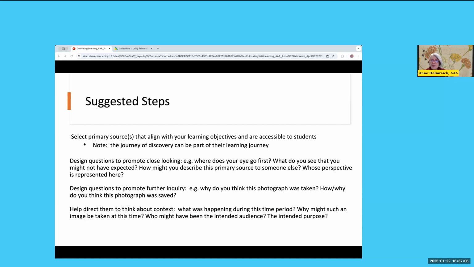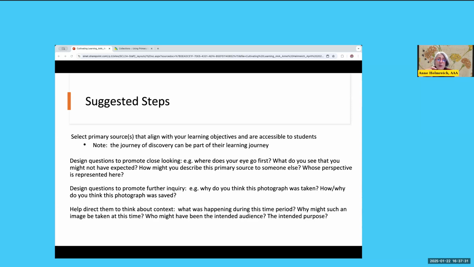So again, this is probably for many of you natural, intuitive, the way you would work anyway, but I just wanted to set this out for you. Some steps to take, particularly if you're new to primary source literacy. Pick that primary source or sources that align with your learning objectives and that are accessible to students.